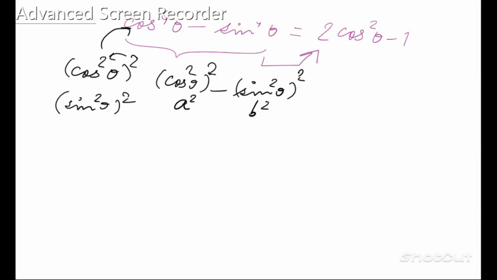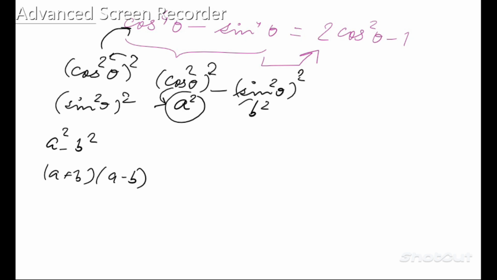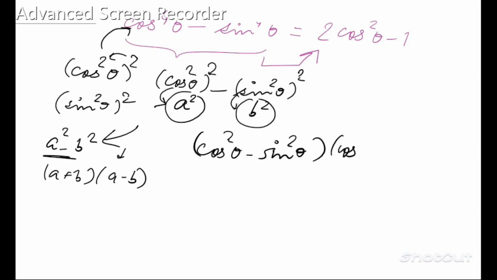Now here we're going to make use of that algebraic formula, a square minus b square, which is nothing but a plus b and a minus b. Now you need to figure out what the a and b is in the expression. We can clearly see that a square is actually cos to the power 2 theta, and b square is sine to the power 2 theta. Plug in these values in this algebraic equation. What you're going to get is cos square theta minus sine square theta, and then a cos square theta plus sine square theta.